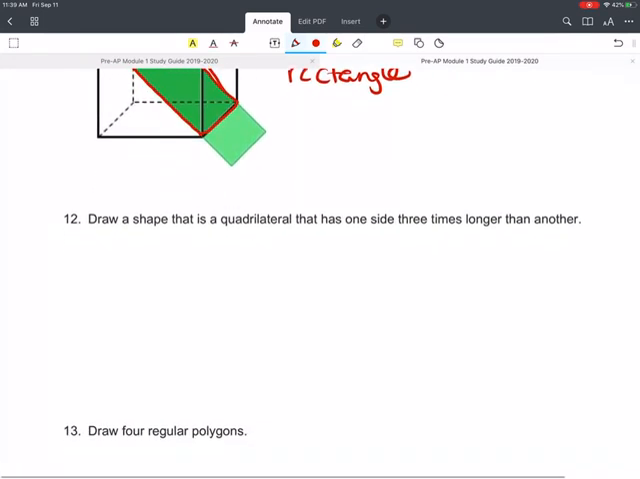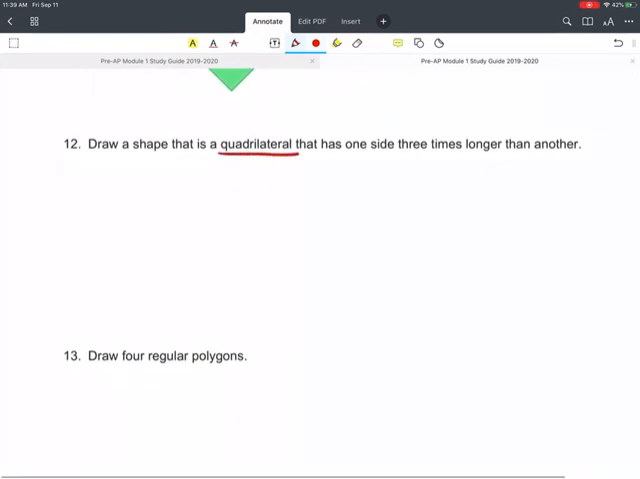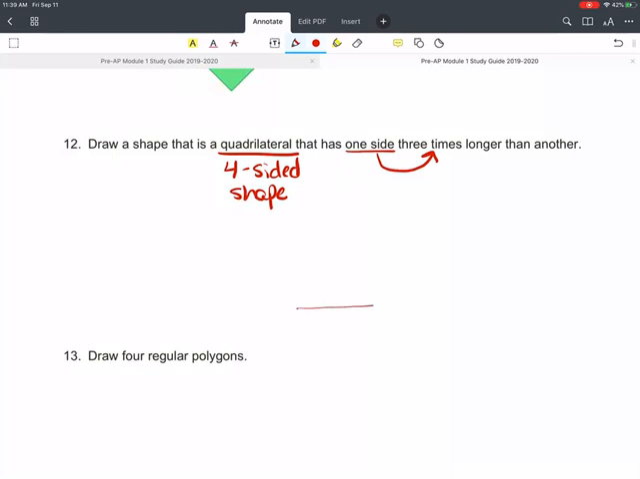On 12, it says draw a shape that is a quadrilateral. Quadrilateral means 4-sided shape that has one side 3 times longer than the others. So the way that I set this up, I'm going to draw just a line, and then I'm going to do one on top of it that's about 3 times as long, maybe a little bit further. And then from there, I'm just going to connect those 2 lines. Your shape could definitely look different. The only stipulation here is it has to have 4 sides, and one of the sides has to be 3 times the length of the other.